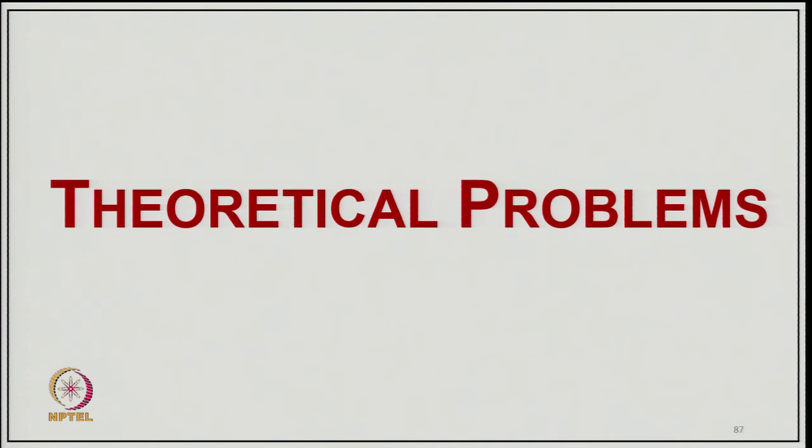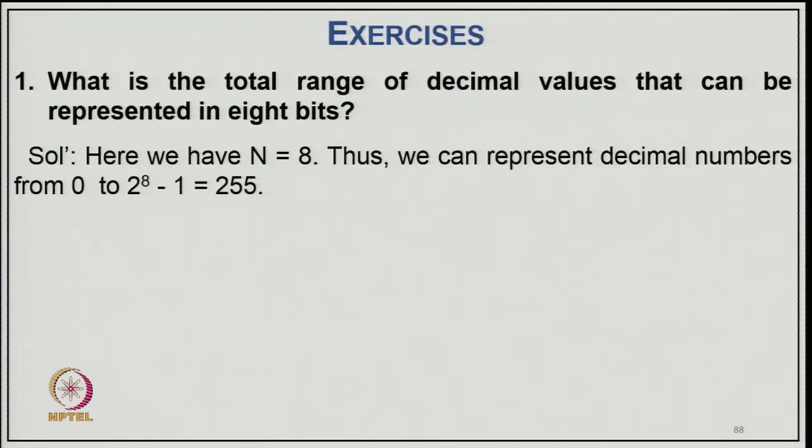Now coming to some of the problems, the theoretical problems. Starting: what is the total range of decimal values that can be represented in 8 bits? Here we have n equal to 8. Thus we can represent decimal numbers from 0 to 2 to the power 8 minus 1, that is 255.